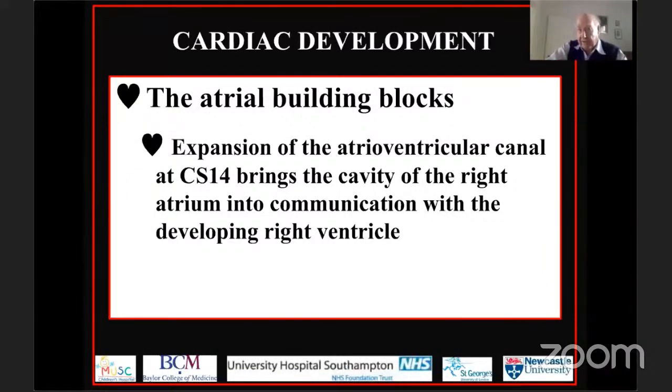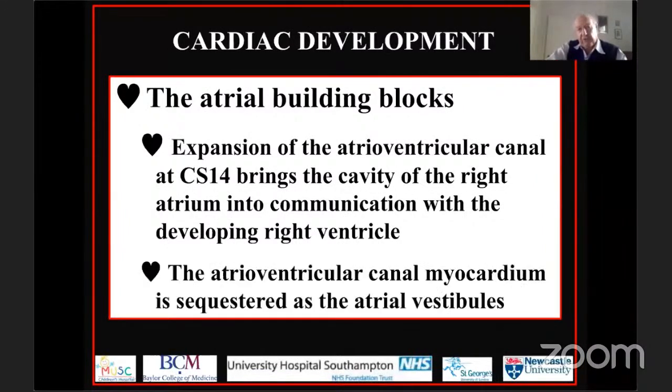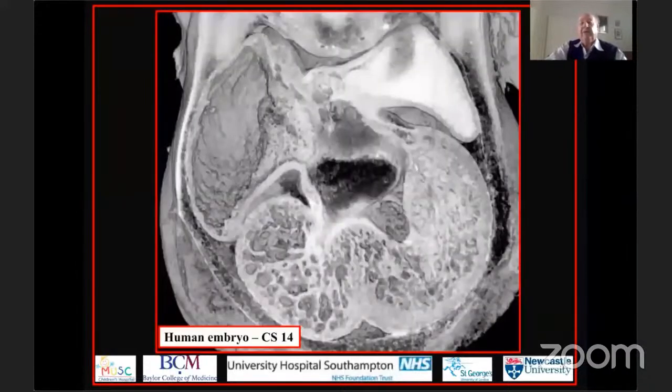We'll talk about that in much more detail in our next session when we talk about ventricular development. But what I have to stress at this stage is that the atrioventricular canal myocardium, which exists at this initial stage, becomes the atrial vestibules. So there is another of our atrial building blocks. The atrioventricular canal myocardium will become the vestibules. And we can see very nicely how that happens by looking at this next stage of development.